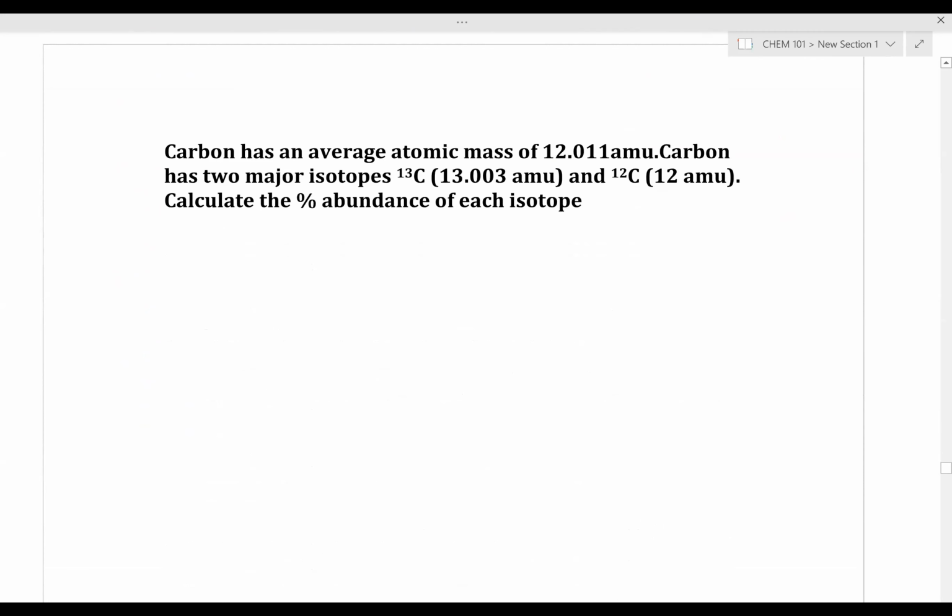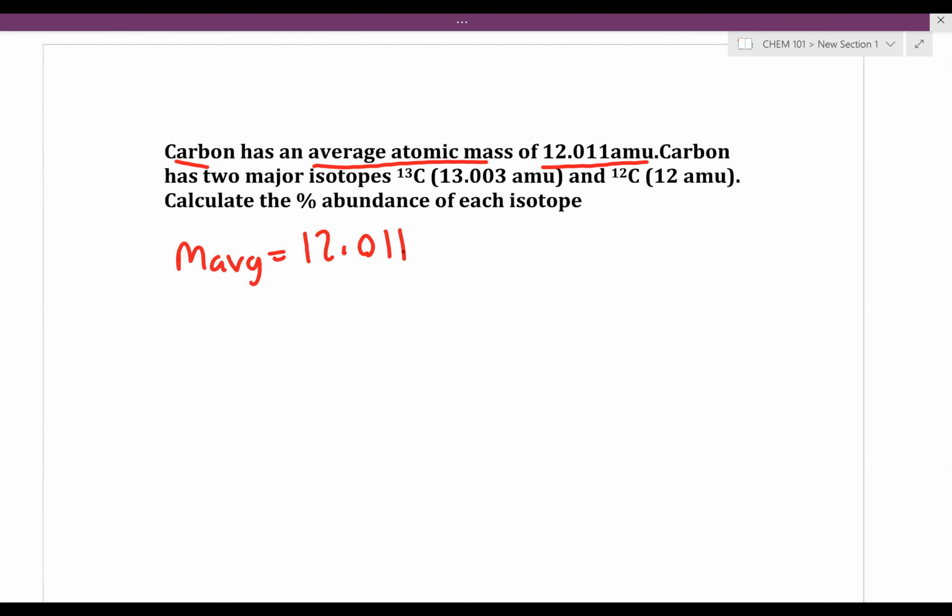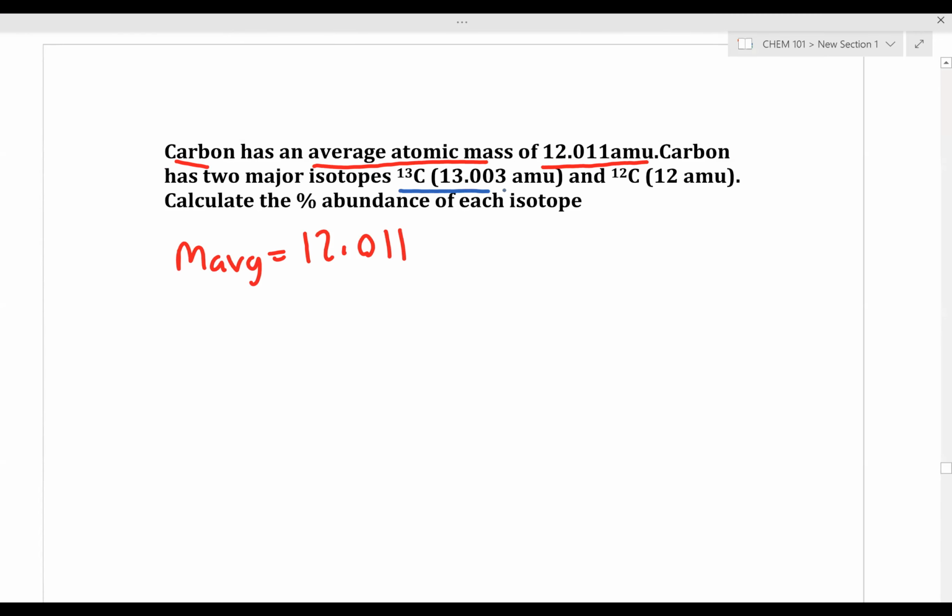And let's look at an actual problem that you see on a test or an exam. Carbon has an average atomic mass of 12.011 AMU. Okay? What is the average atomic mass? Is that needed for our calculations? Yep. So we'll label this as M average is equal to 12.011. Okay, carbon has 2 major isotopes. So let's label them using different colors. We have carbon 13. So C13.